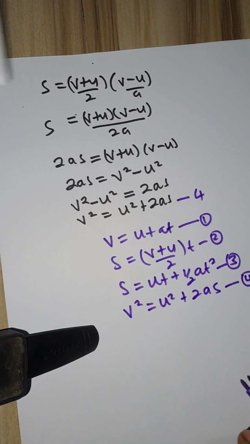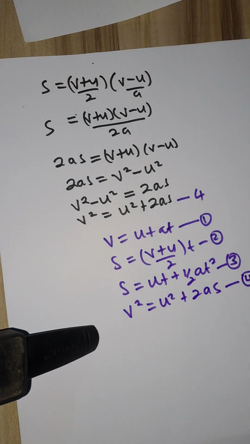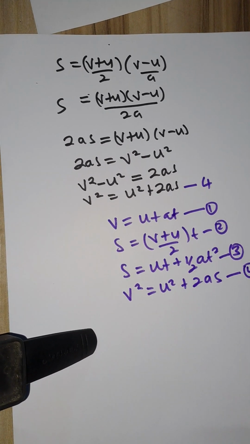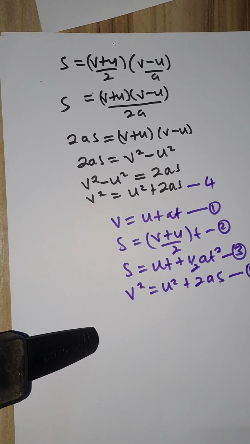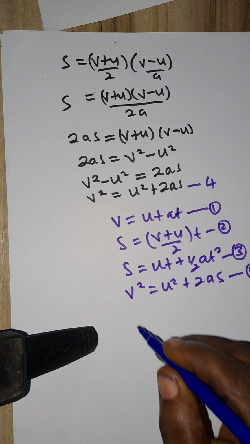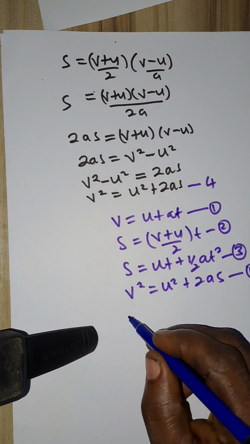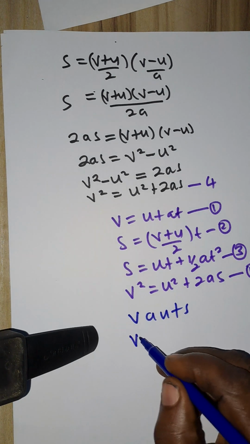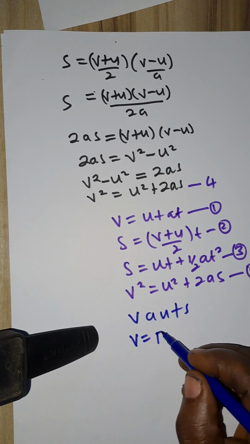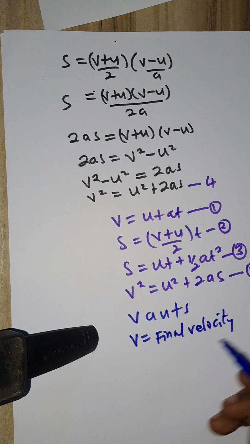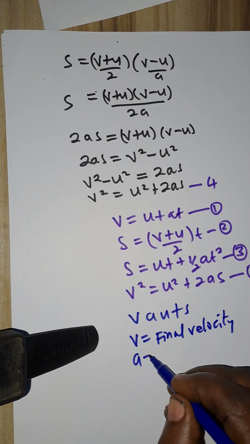Now, if you look at these four equations, actually in physics, in kinematics, literally we deal with the following parameters. We deal with what I call suvat. V is final velocity or final speed. A is acceleration.